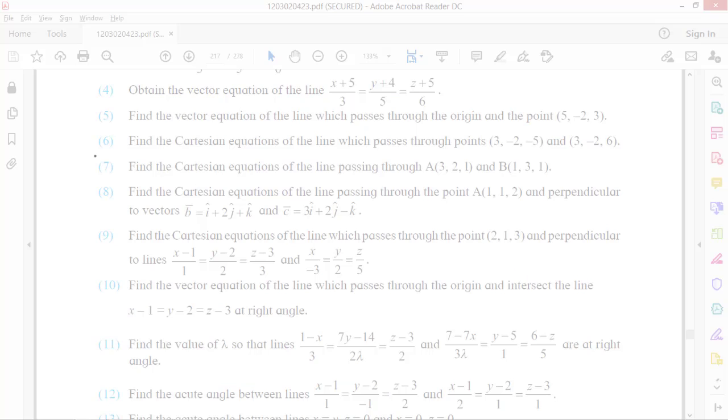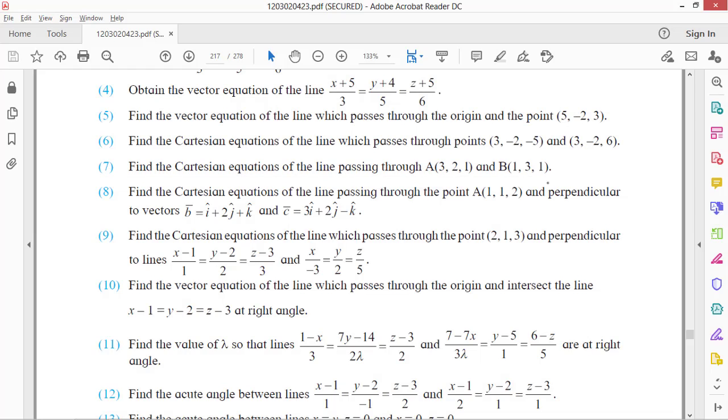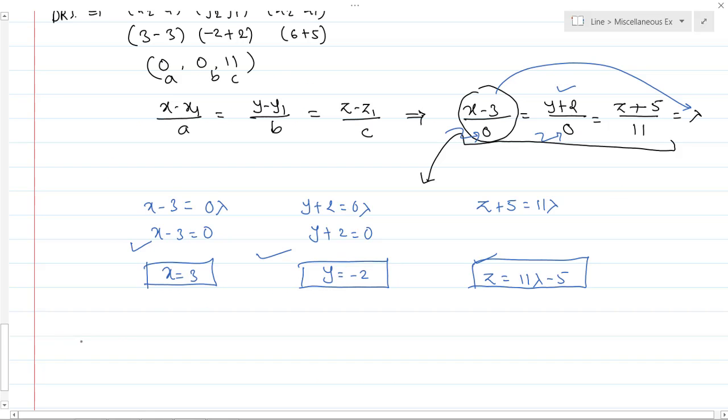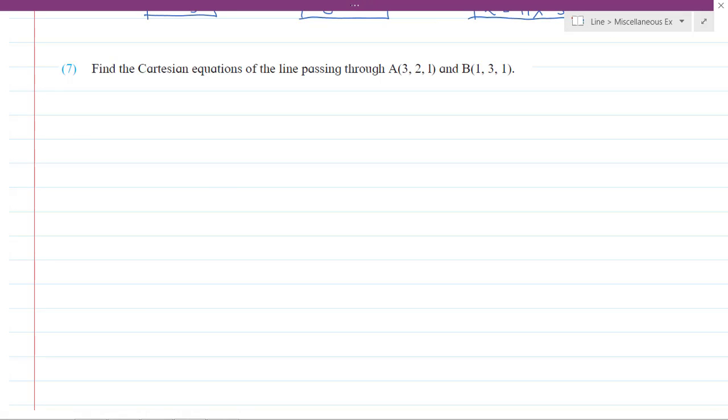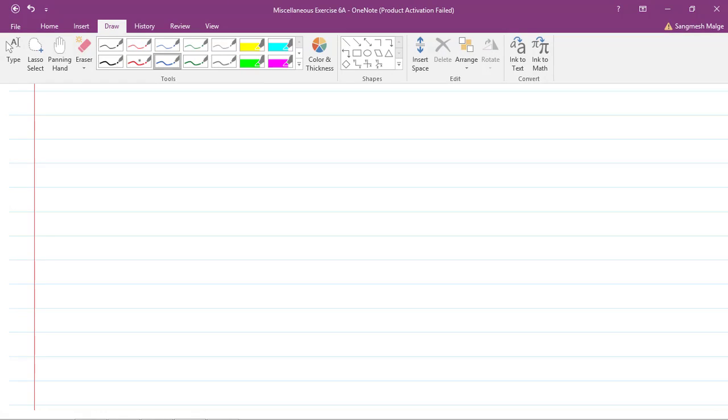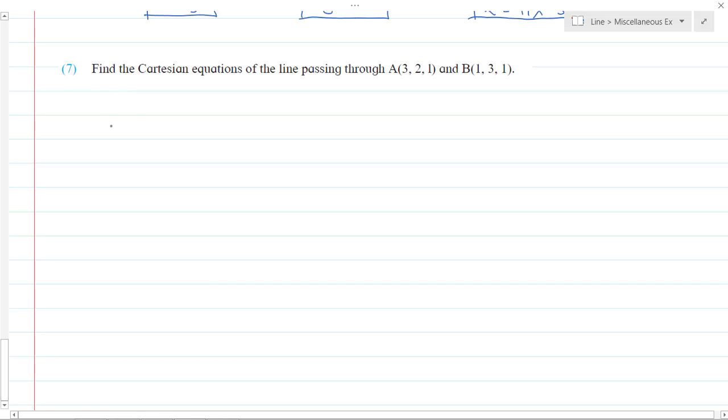Now let's see question number 7. Let's copy and paste it. Find the Cartesian equation of the line passing through these two points. Now you can solve this question easily. I will write this directly: x minus x1 by x2 minus x1, y minus y1 upon y2 minus y1 equals z minus z1 upon z2 minus z1.